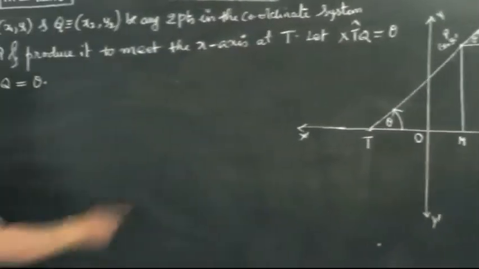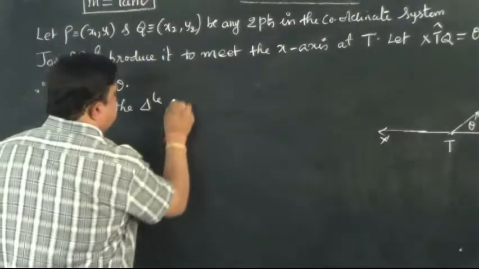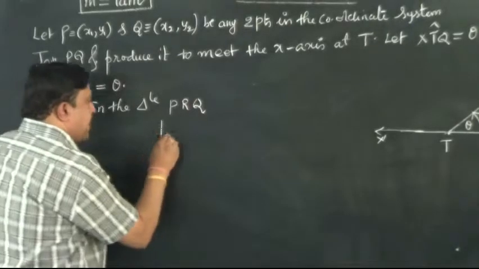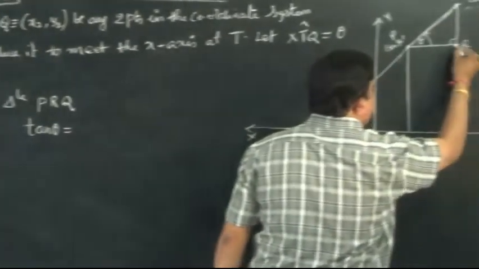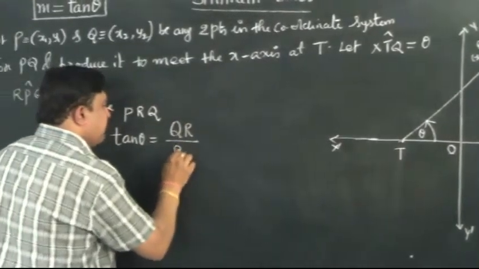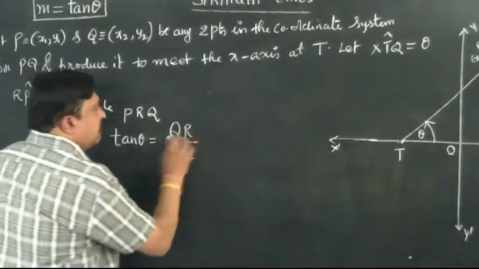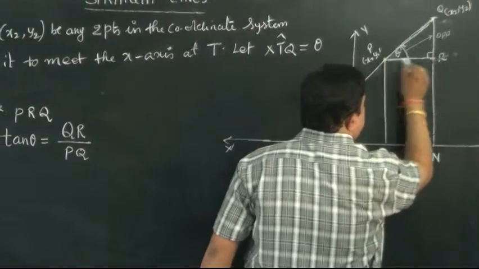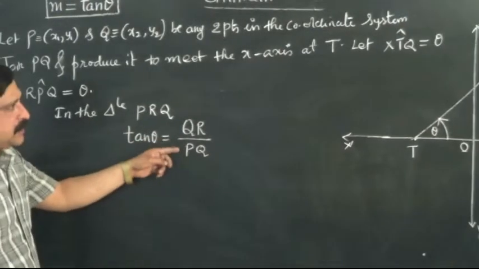In the triangle PRQ, let me take the value of the trigonometric ratio tan theta. Now tan theta is the ratio of the side QR divided by PQ. Tan theta is opposite side by adjacent side. Because QR is the opposite side to angle theta, and PR is the adjacent side to theta, and tan theta is opposite by adjacent, therefore it is QR by PQ.